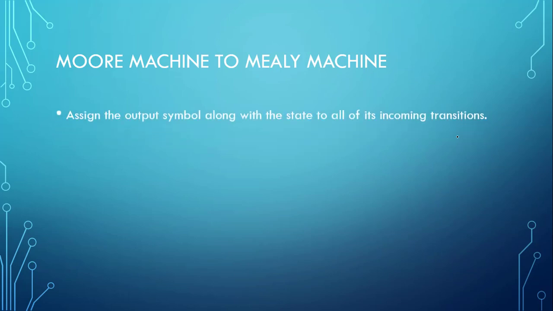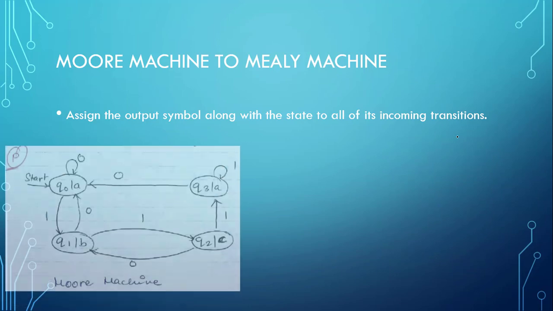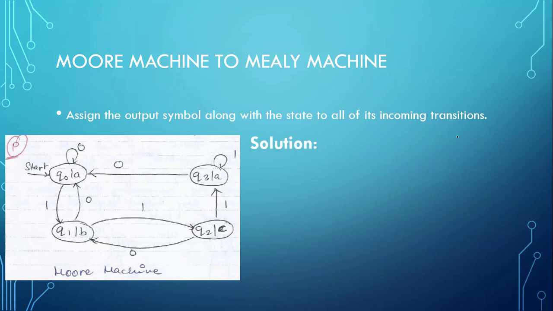We have only one rule that we need to remember: assign the output symbols along with the state to all of its incoming transitions. So here is the solution. We will see an example and understand what do we mean by associating or assigning output symbols along with the state to all of its incoming transitions. Now here, as we can observe, we have four states, that is Q0, Q1, Q2 and Q3. So we will just simply go right.